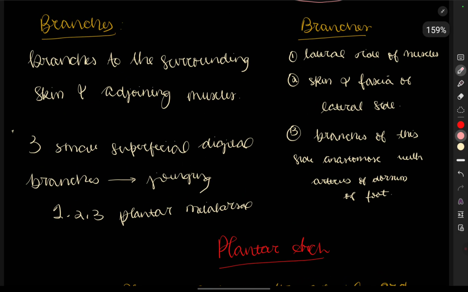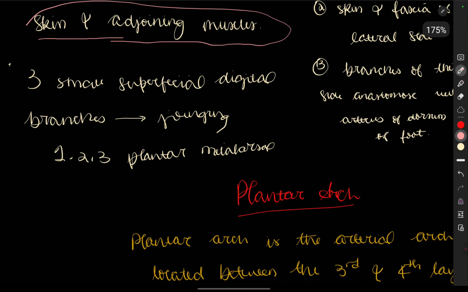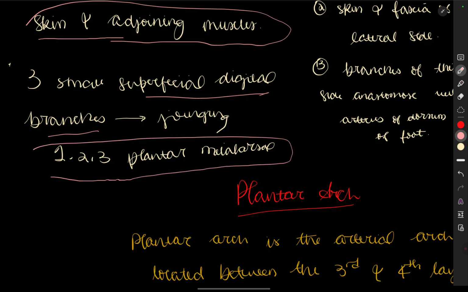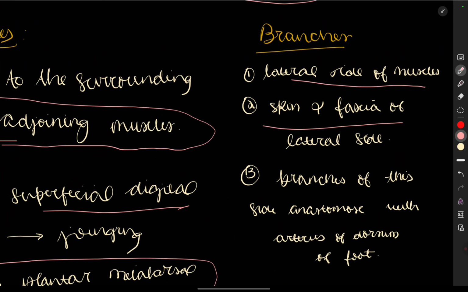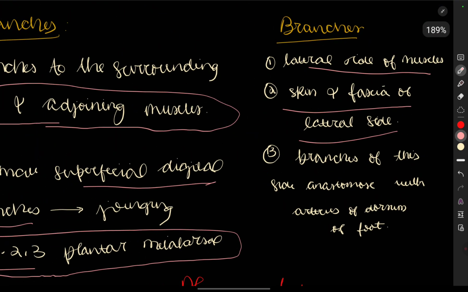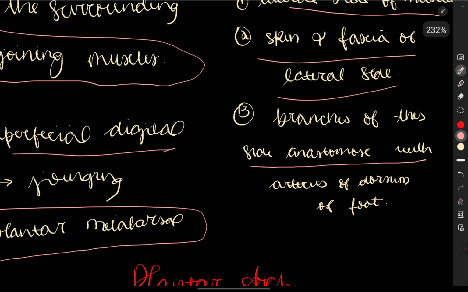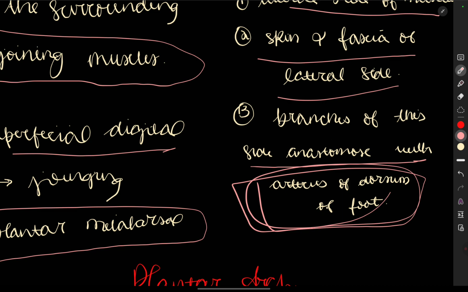So branches of the medial plantar artery supply the surrounding skin and the adjoining muscle. Three small superficial digital branches join the first, second, and third plantar metatarsals. And this supplies the lateral sole, muscle, skin, and fascia of the lateral side. Of course, the lateral one supplies on the lateral side, and the medial one supplies on the medial side. And the branches of this side anastomose with the arteries of the dorsum of foot. We have already seen this in the dorsum of the foot chapter. Please go check it out. So anastomosis is formed between the dorsum of the foot arteries and the sole of the foot arteries.